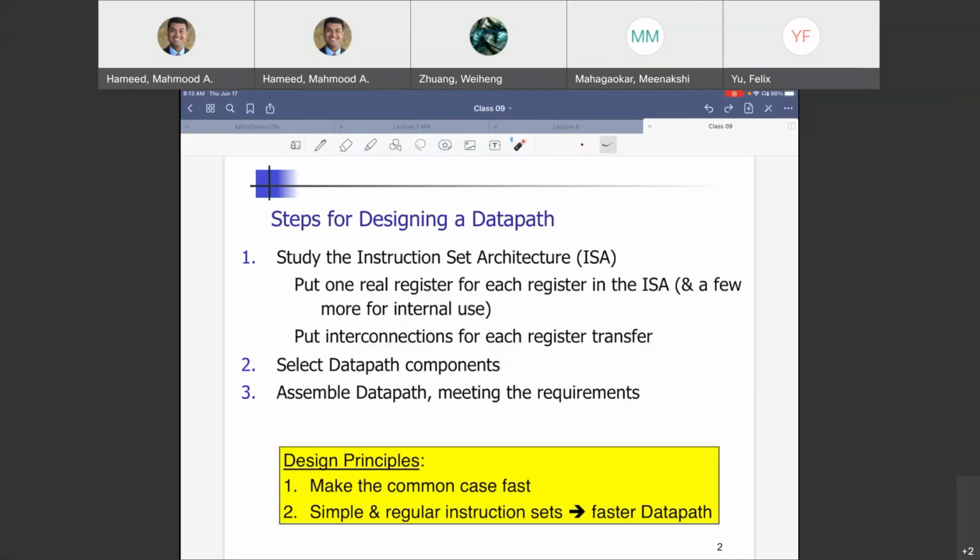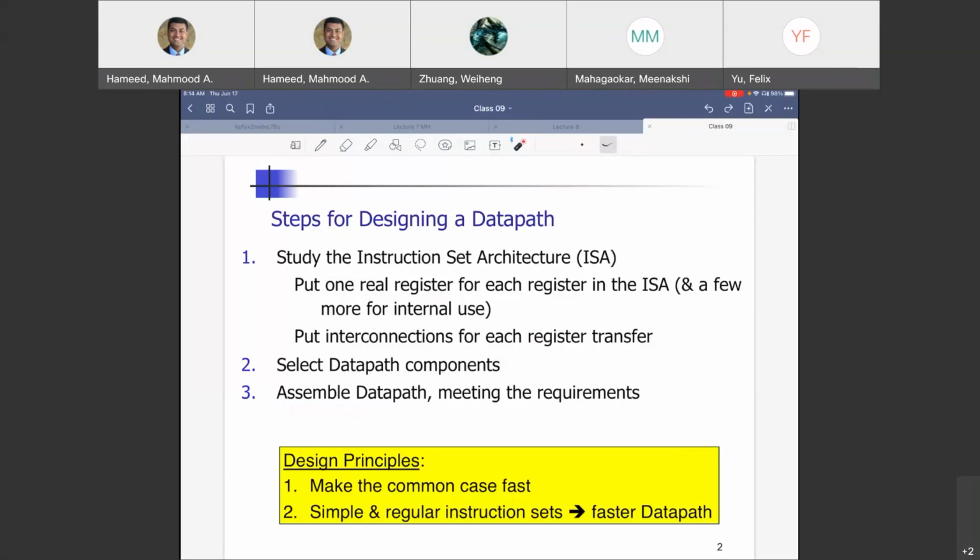For example, select what data path components. Do I need a mux? Do I need an ALU? Do I need a shifter? Do I need a sign extender? And I'm selecting the data path components to support my instruction set architecture, right? The ISA. So every time I look at an instruction, I'm going to try to answer this question. What component do I need to support this instruction? And I want you guys to do that as well. Whenever you see a branch instruction or a load instruction, try to think about what hardware do I need to execute this one. Once we select all the data path components, we'll try to assemble them, meeting all your requirements.